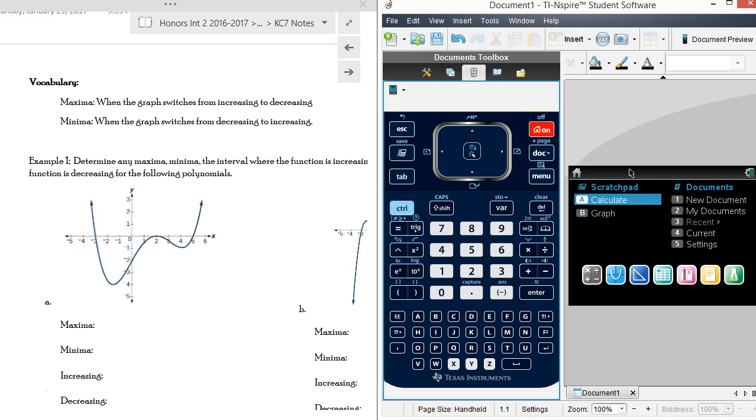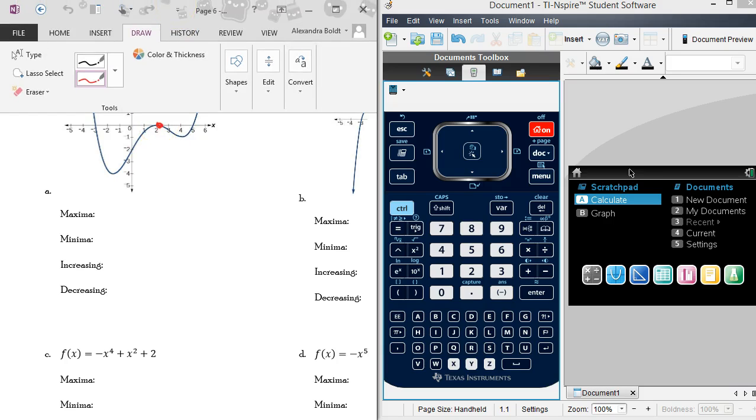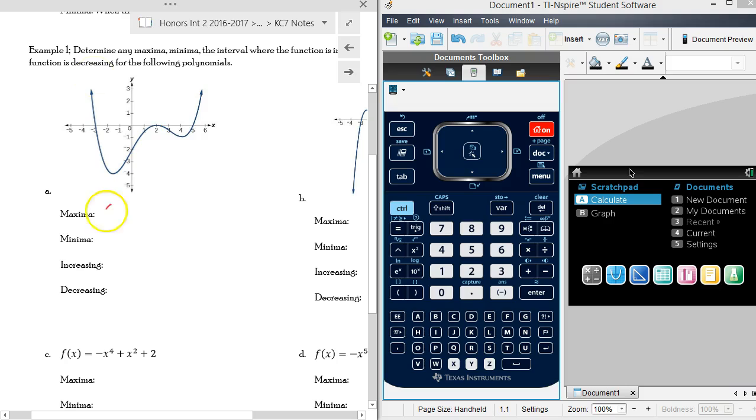Looking at example 1. The first thing it asks us for is a maxima. Your maxima is where your graph has a high point, right? And it doesn't need to be the highest point. It's just a point higher than anything around it. So actually this point right here is our maxima. This point is at 2, 0.